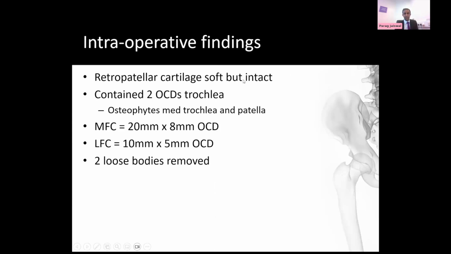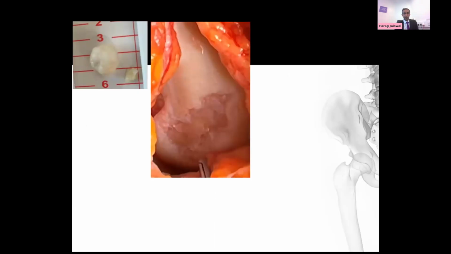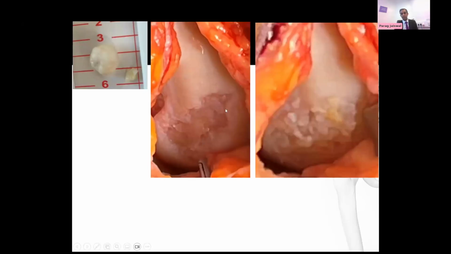And the intraoperative findings were quite significant. In the trochlea, there were 2 large osteochondral defects. There was a massive medial femoral condyle defect, a big lateral femoral condyle defect as well. So these are the loose bodies I took out. I had to convert to an open procedure to manage all of these osteochondral defects. So you can see this big defect in the medial femoral condyle.